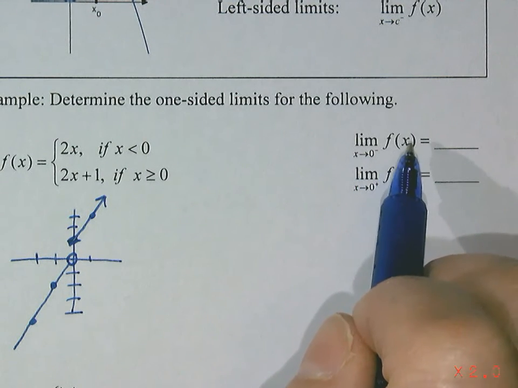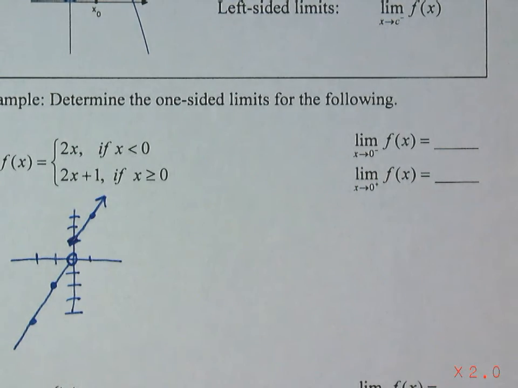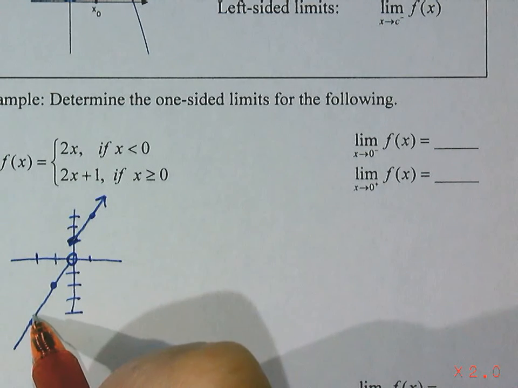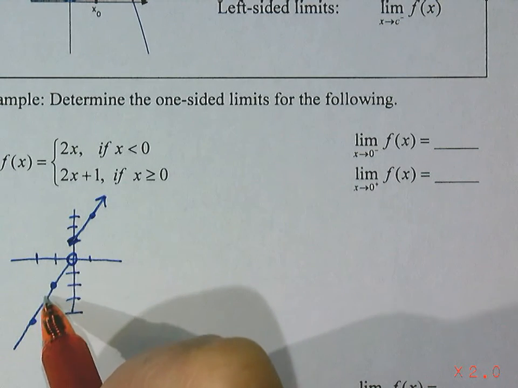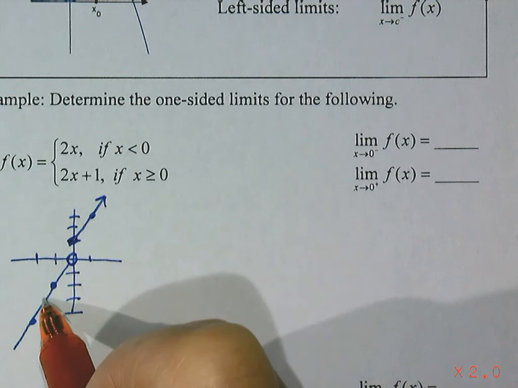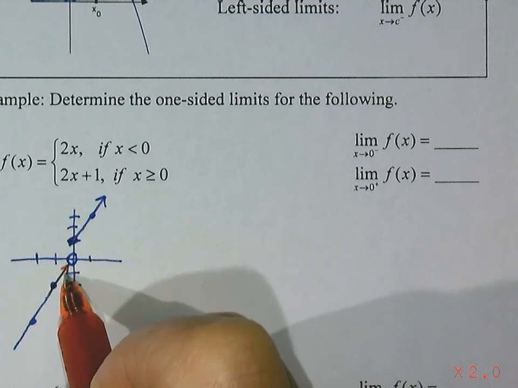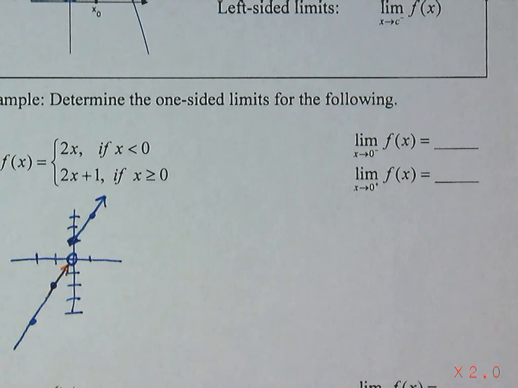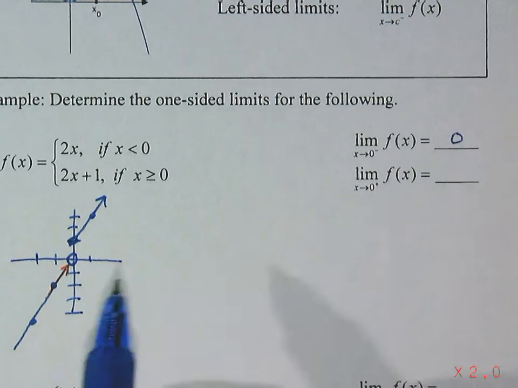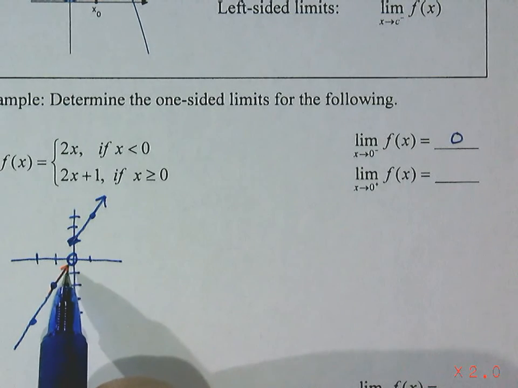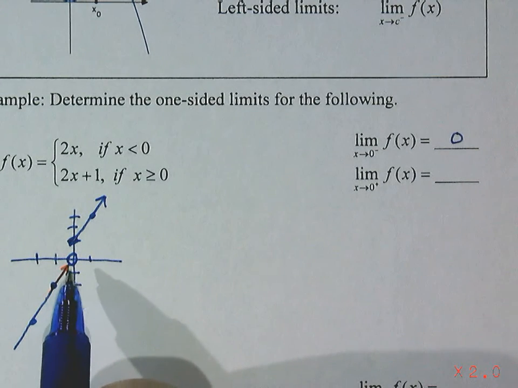What I'm looking for, the first one, is the limit as x approaches 0 from the left of f of x. So if I look at this graph, from the left it is coming here, and I want to know what's happening as it gets close to 0. As it gets close to 0, the y value it's approaching is 0. So the limit would be 0. I'm not asking what is the value at 0. I'm asking what happens as you get close to 0 from the left.